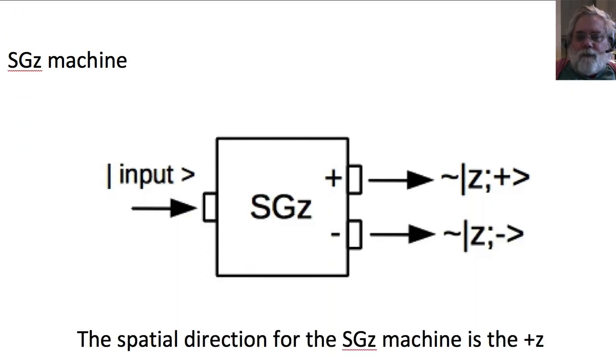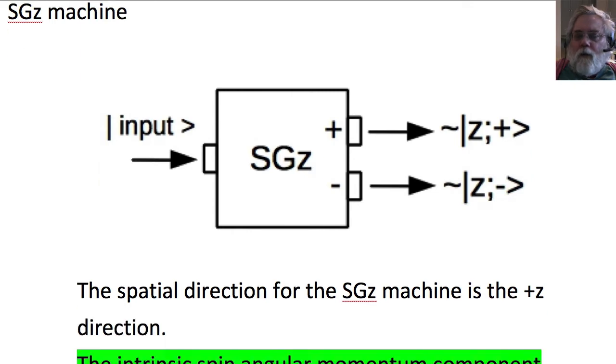Let's start with the SGZ machine. It has one input, two outputs, a plus output and a minus output. We already believe that whatever comes out the plus output is going to be some complex number times the state Z plus, and whatever comes out the minus port is going to be some complex number times the state Z minus.